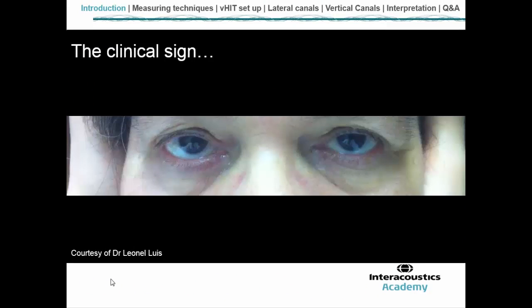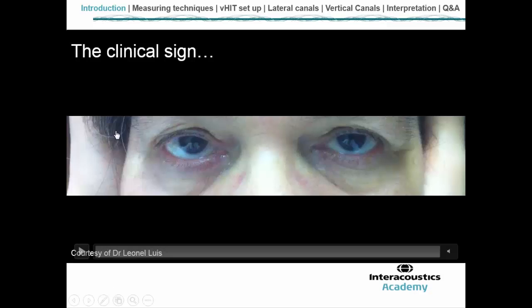So the doctor's holding the patient's head, and the patient is looking at the doctor's face. They're asked to look at the doctor's nose. What the doctor will now do is thrust the head in leftwards and rightwards directions. And what we need to do is look at the eye movements to see if we can notice anything different to the eyes moving in an equal and opposite direction.